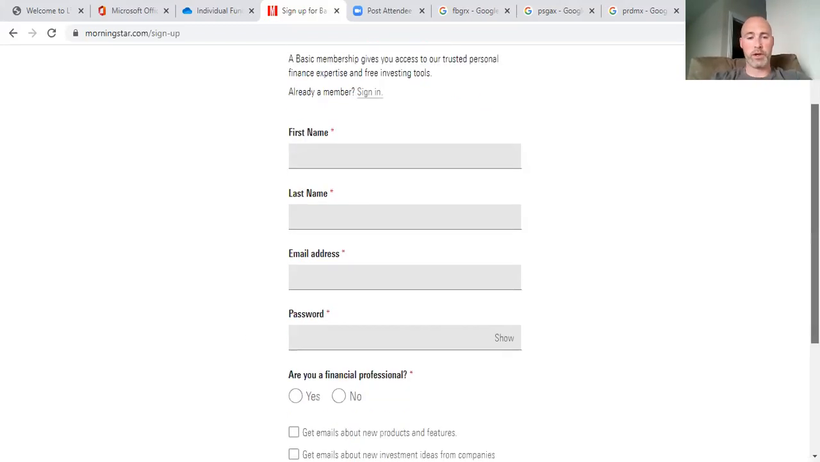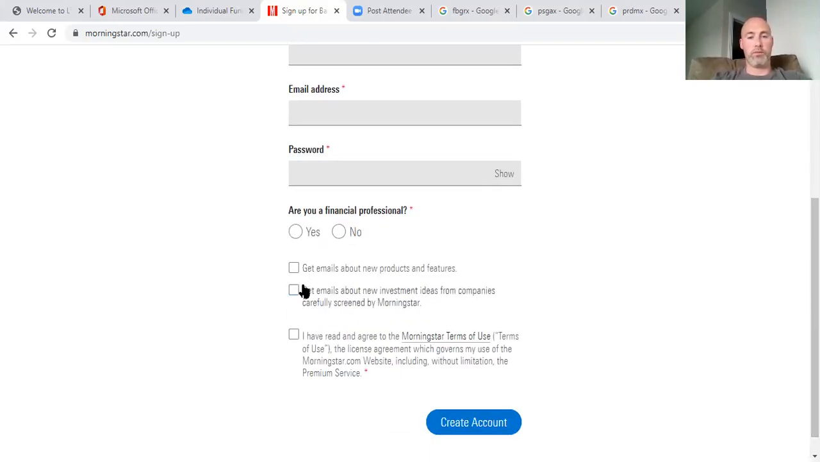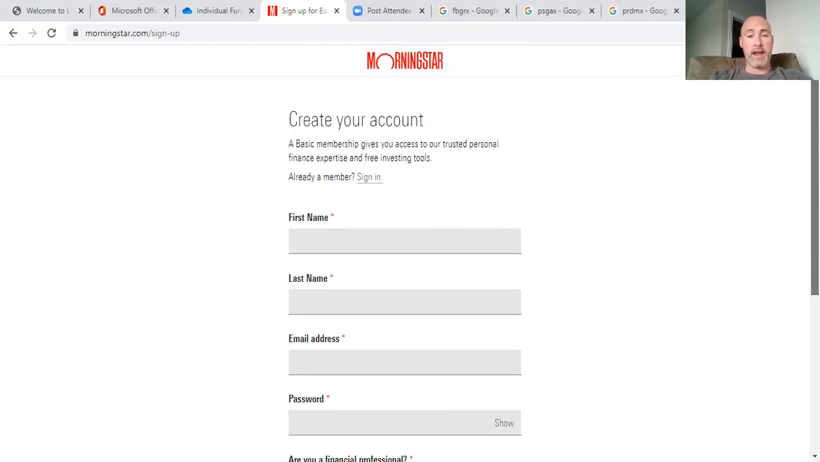Make up a password. No, you're not a financial professional. Don't sign up for these little emails right here unless you really want them, and then you will have to click a check mark here that I've read the terms. Go ahead and click create account. Now, you might need to verify via the email you signed up with before you can log in and use your account. At that point, you might want to give me just a quick pause on this video and resume when you are ready to log into morningstar.com.